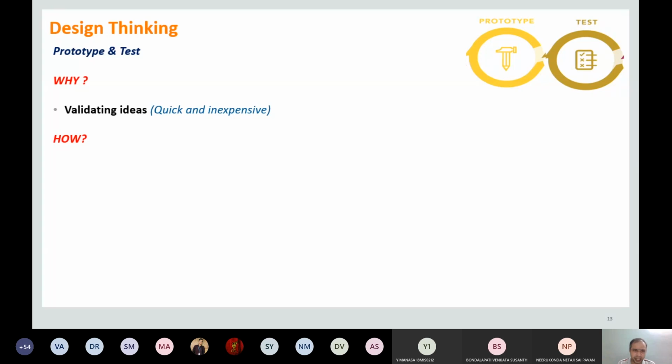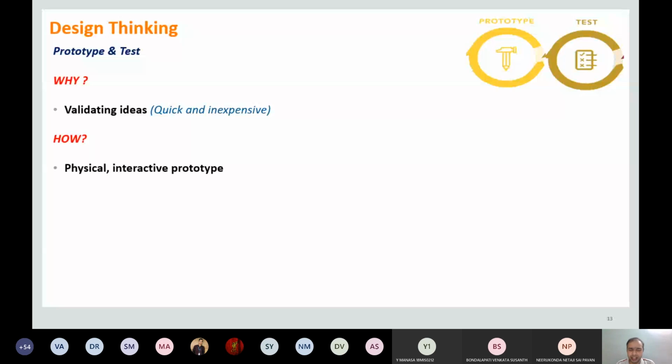Understand this word, why I'm telling again and again. I'm stressing this word, I'm underlining this word, quick and inexpensive, because this is lean startup management. You have to be quick and you have to adopt an inexpensive way. That means to test your product, you should be quick to the market, but again, you should adopt a way which is not costing the company. You should be in a cost effective manner. Then how are you going to do that?